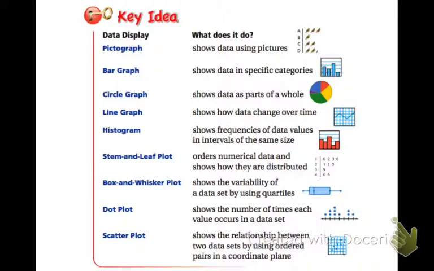A box-and-whisker plot shows the variability of a data set by using quartiles, so the information is broken up into 4 equal parts. The dot plot shows the number of times each value occurs in a data set. It's probably more practical for smaller pieces of data. Scatter plots show the relationship between 2 data sets by using ordered pairs in a coordinate plane. And we've been working a lot with scatter plots in this chapter.